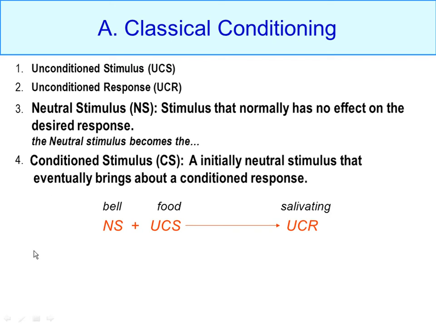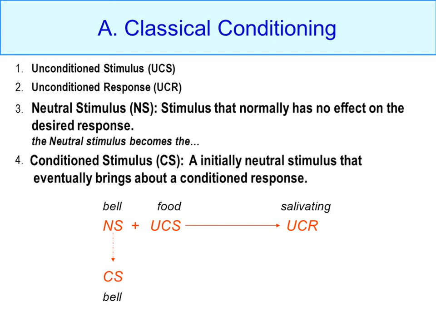Okay, so we've got this NS that eventually becomes the CS. The CS is the same thing as the NS. We just call it something different. CS now. Why? Look at the dotted line. Please make it dotted, going from the NS to the CS. Make it look different than that other arrow. The arrow between the UCS and the UCR indicates that term elicits, or brings about. This dotted line is really special.